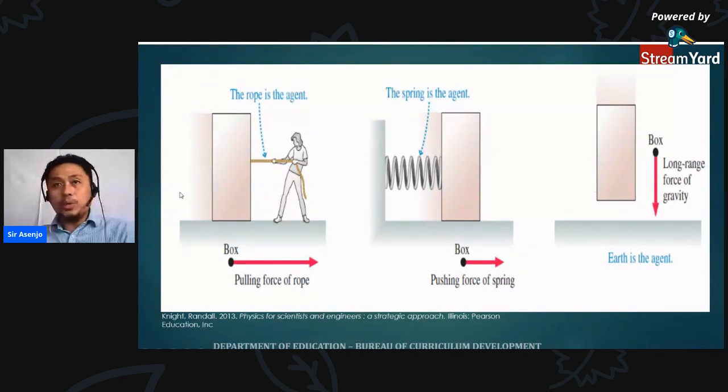Okay, let's review. First situation, what is the agent of the force? You have there a man or a girl, someone pulling a box using a rope. So the rope is the agent. You have there the spring on the box. So the agent is the spring. This third example, what is the agent of the force? You have gravity, or the earth rather. Long range force of gravity. The agent of the gravitational force is the earth.